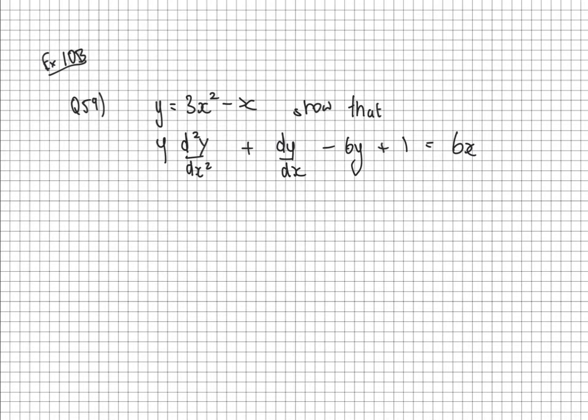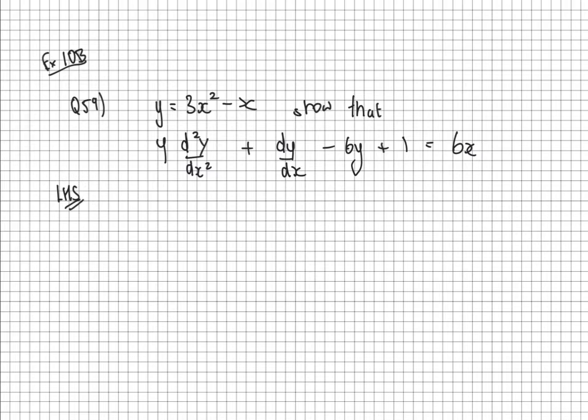So just to go over exercise 10B question 59. You've been asked that if y equals 3x squared minus x, show that the left-hand side equals the right-hand side. What I would do with this question is work with the left-hand side because it's more complicated. So let's work with the left-hand side.